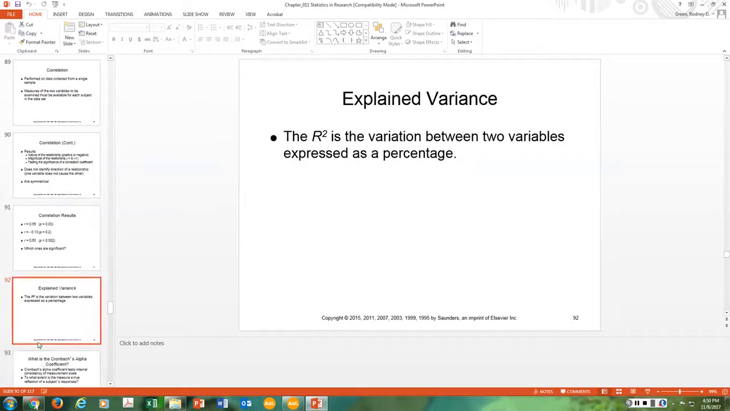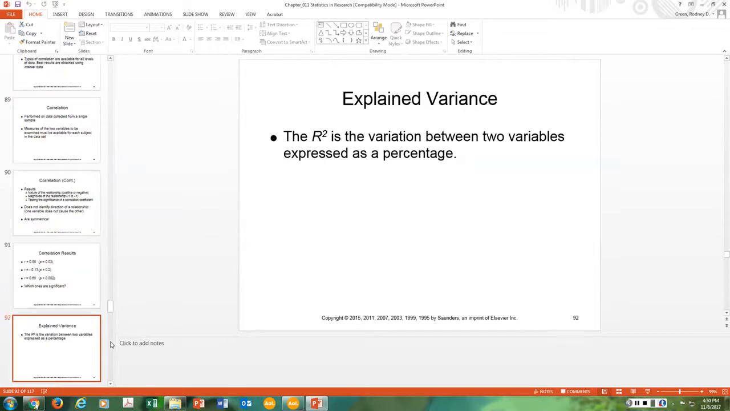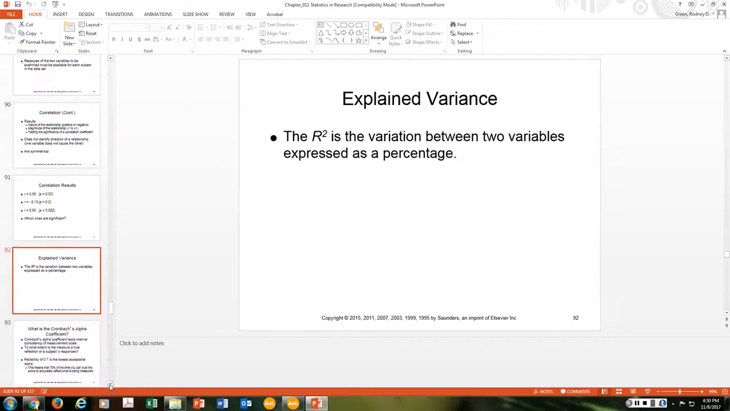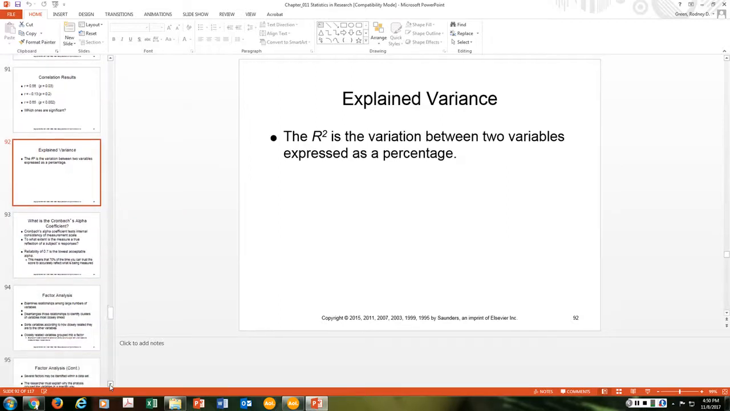I don't think that your course talked about R squared, because that's really an advanced statistics course. But if you see R squared, it's the variation between the two variables expressed as a percentage.